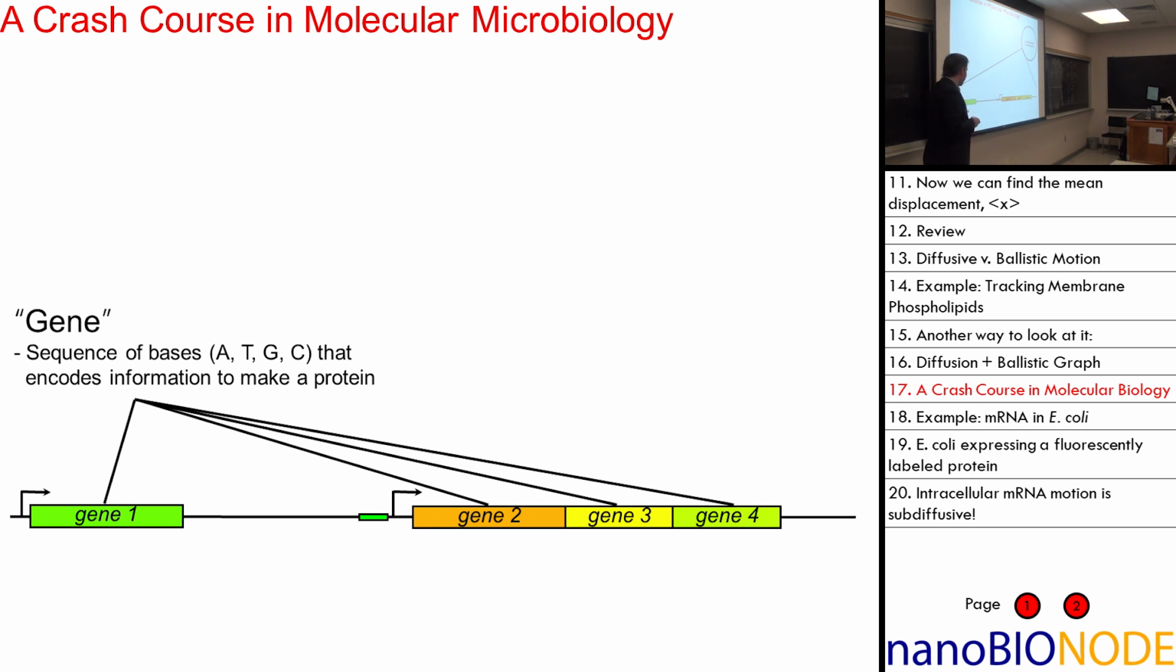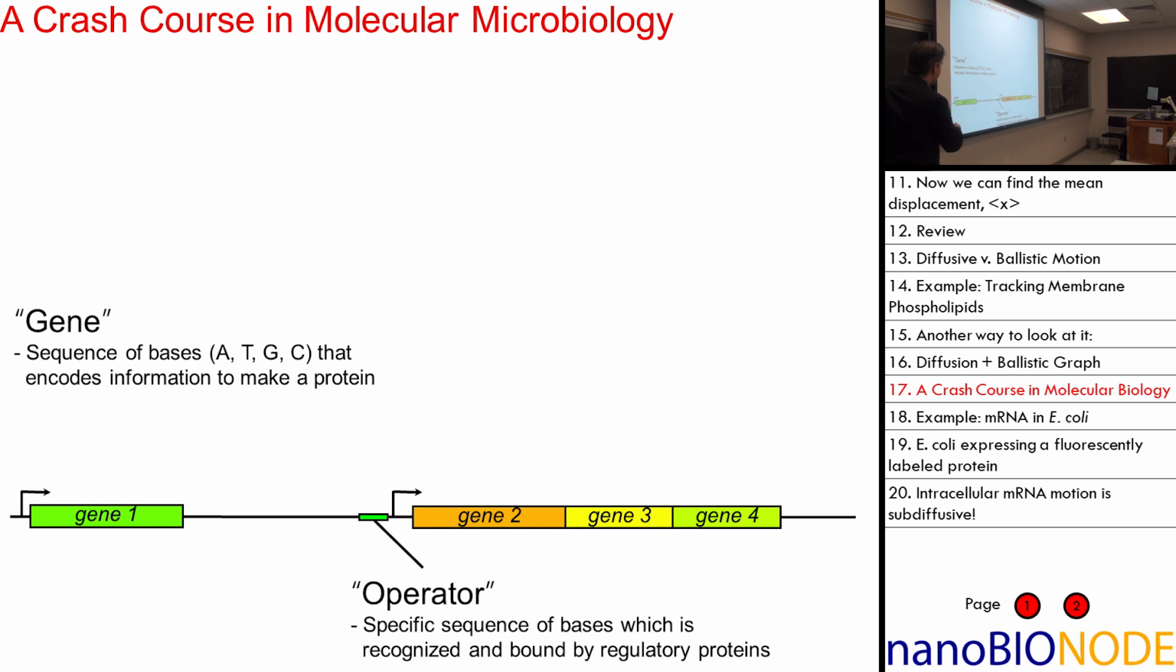So you'll find some sequences of base pairs called genes, and these genes are all the information that you need to encode a single protein. So each of these big blocks has the genetic information to encode a single protein.